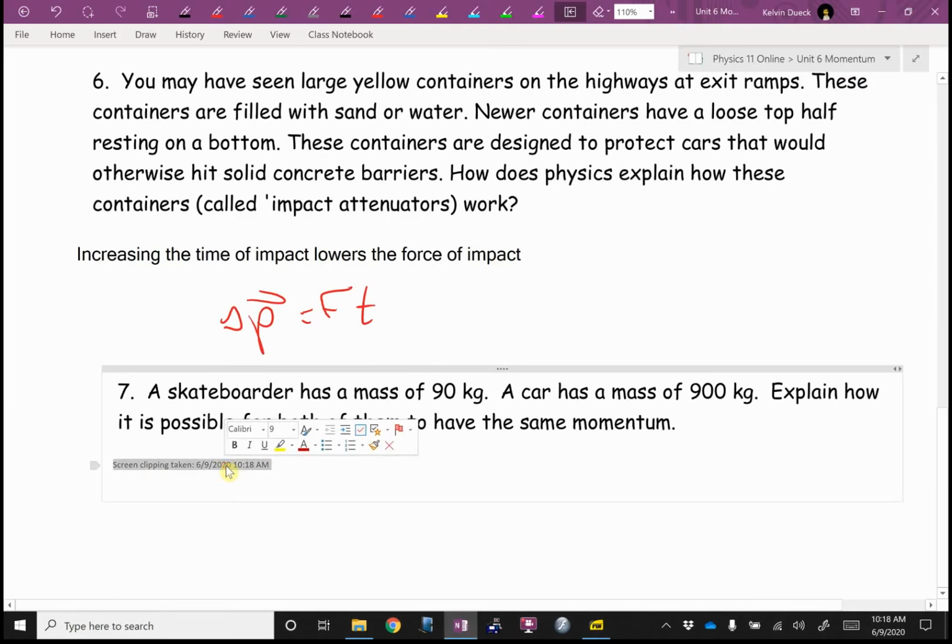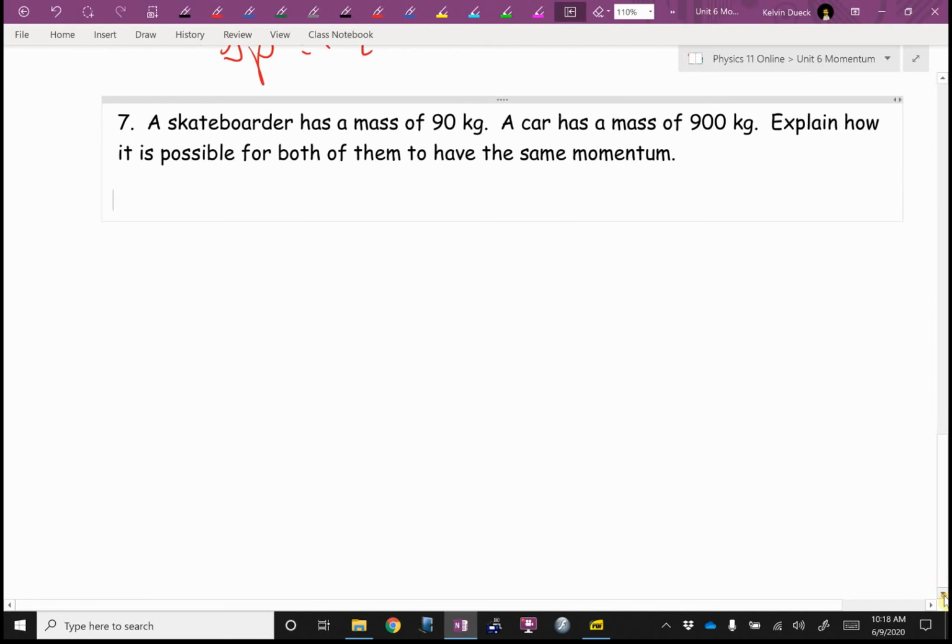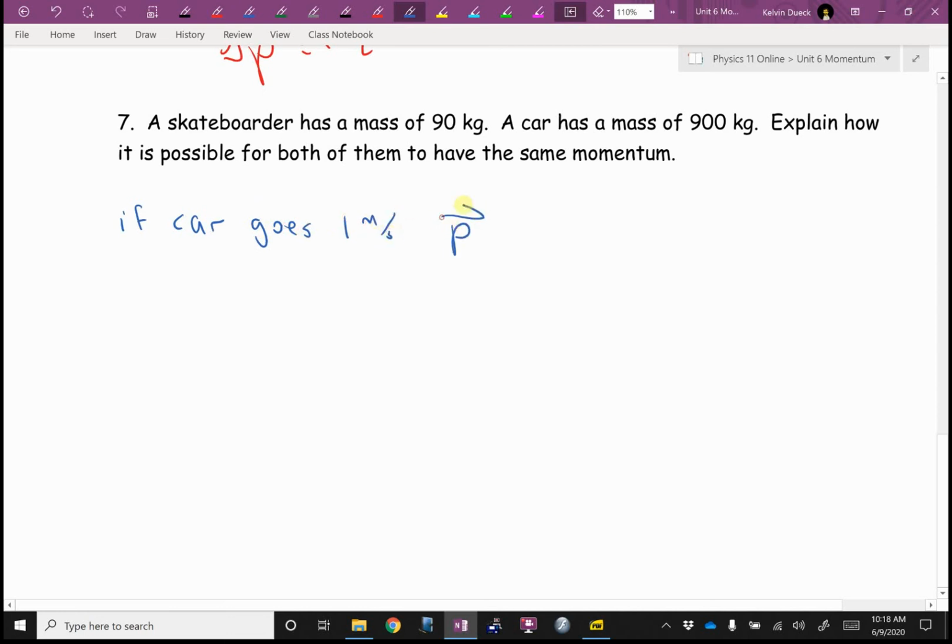A skateboarder has a mass of 90 kilograms. A car has a mass of 900. Explain how it's possible for them to both have the same momentum. Well, how about like this? If the car goes 1 meter per second, then momentum equals mv, which is 900 times 1, which I can do in my head, 900 kilogram meters per second.